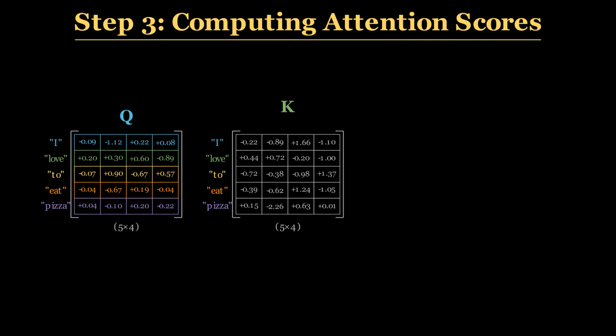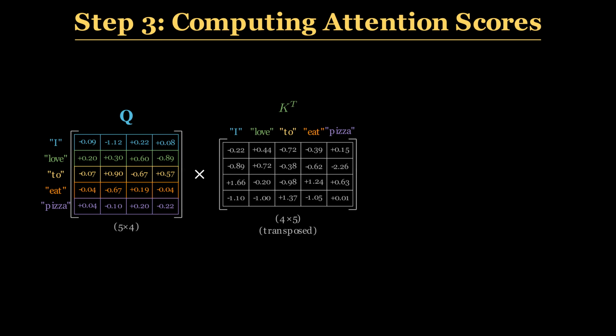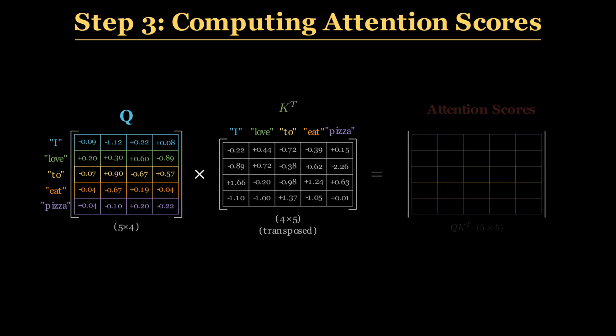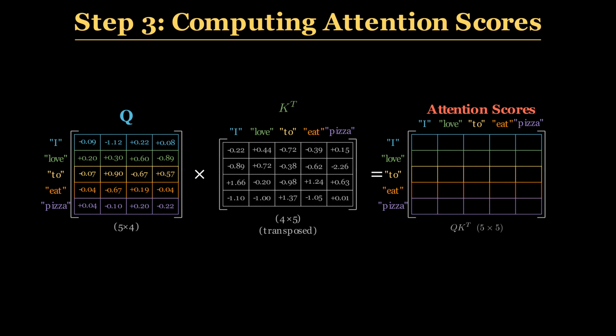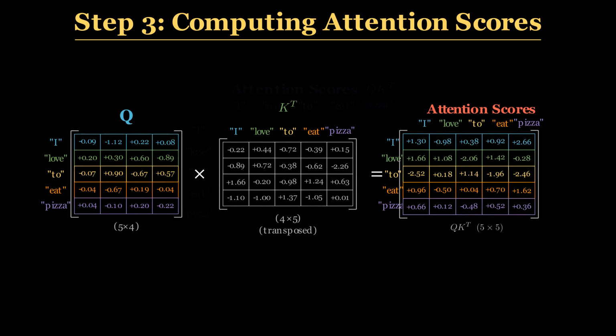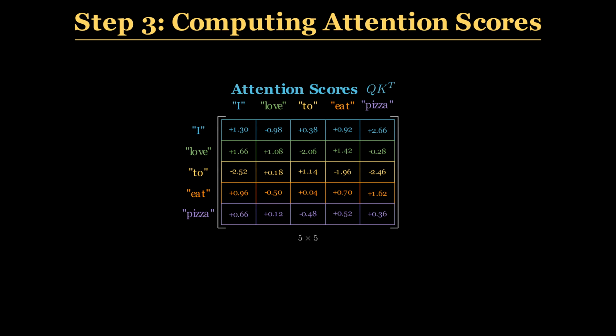We multiply Q by the transpose of K. We transpose K so the dimensions line up for matrix multiplication. This gives us a grid of raw scores, one number for every pair of tokens. Let's compute the similarity score for the row representing eat. By running the same dot product for every other pair of words, we quickly fill up the rest of the score grid. Here's our complete raw attention map.